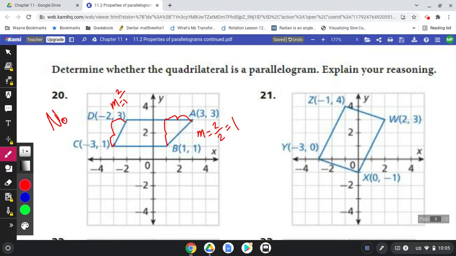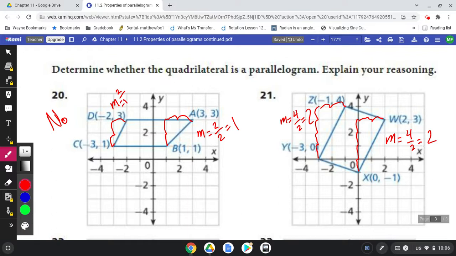Our next one. Rise of 1, 2, 3, 4, run of 2. So if we think about that, 4 over 2, which reduces to 2 over 1, or 2. Meanwhile, in this one, up 1, 2, 3, 4 over 1, 2. So another slope of 4 over 2, which is also 2. So those are congruent. Those are equal. So we know that the first set is parallel.